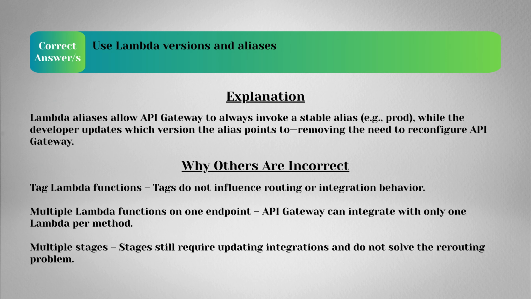Explanation: Lambda aliases allow API Gateway to always invoke a stable alias like prod, while the developer updates which version the alias points to, removing the need to reconfigure API Gateway. Why others are incorrect? Tag Lambda functions: tags do not influence routing or integration behavior. Multiple Lambda functions on one endpoint: API Gateway can integrate with only one Lambda per method. Multiple stages still require updating integrations and do not solve the rerouting problem.